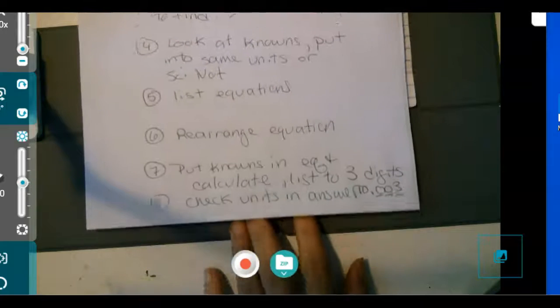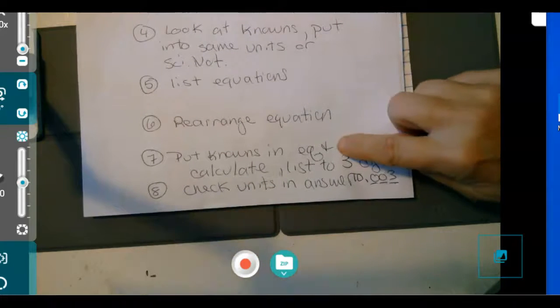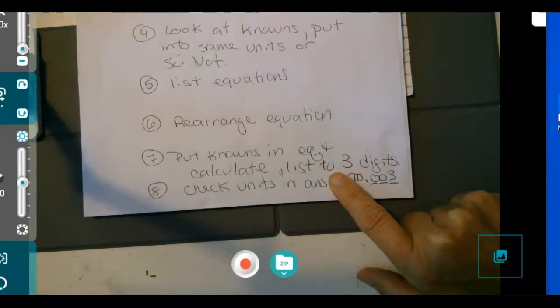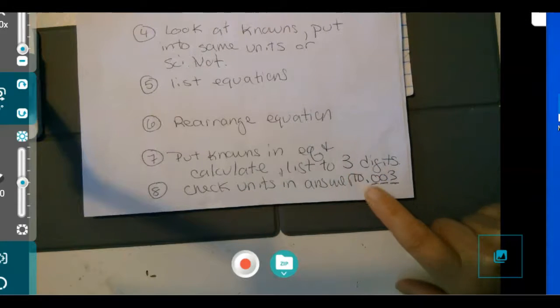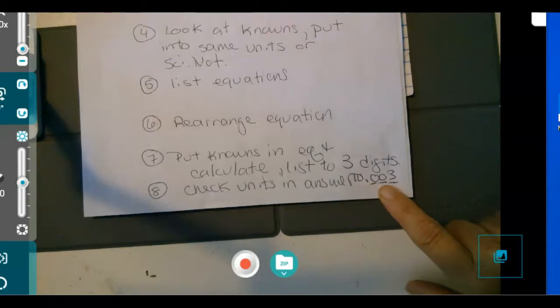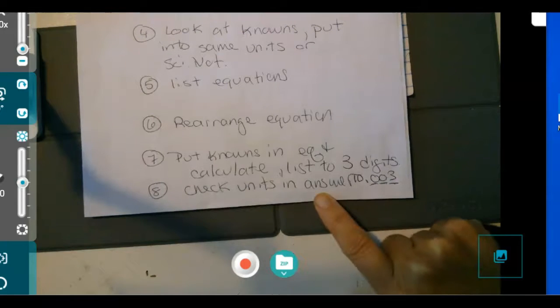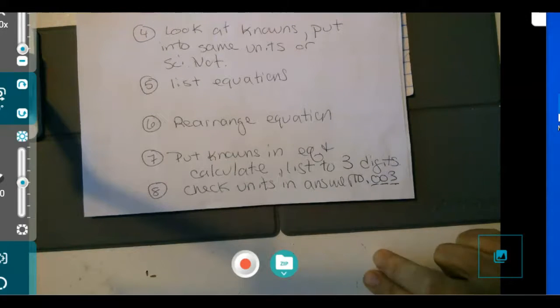Then, the easy part. You're going to put in the knowns in the equation, calculate it, and then I always like you to list it to 3 digits. That means 3 after the decimal. And you always want to check your units in your answer to make sure that you solve for the right thing.